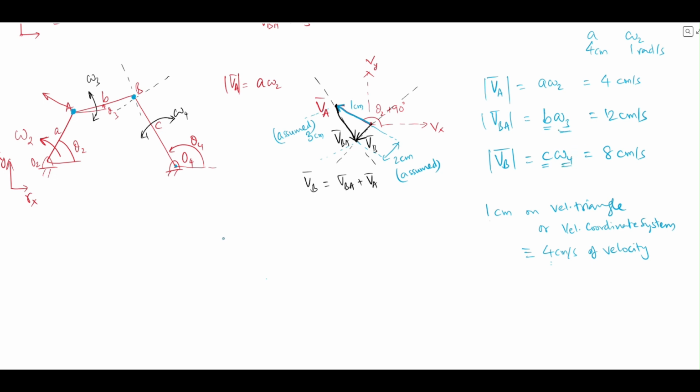So essentially, all I'm saying is once you know the value of VB with respect to A from the velocity triangle, you can divide that by the distance AB and you would get omega 3. And you can take VB, the absolute velocity magnitude, divide that by O4B, and you'll get omega 4.